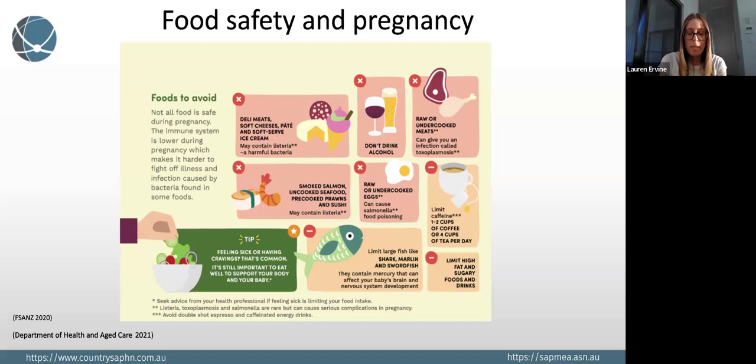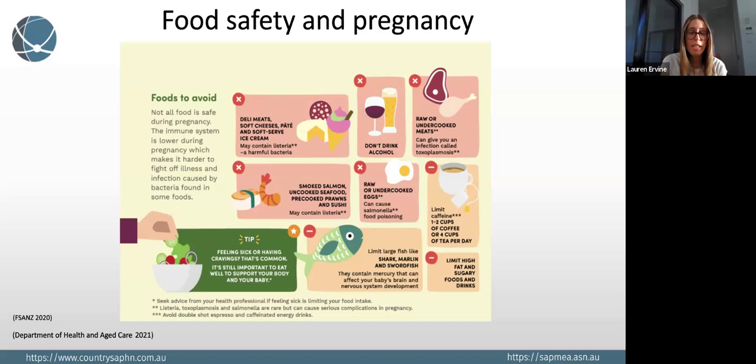Then the other big important one is mercury poisoning. So really big fish like shark, marlin, swordfish, because they're eating little fish, they have a higher mercury content, and that can be a major issue for the baby's nervous system development if we have too high levels of mercury in the blood.